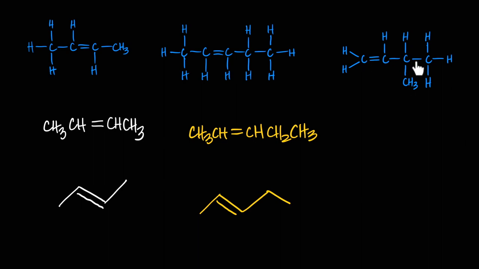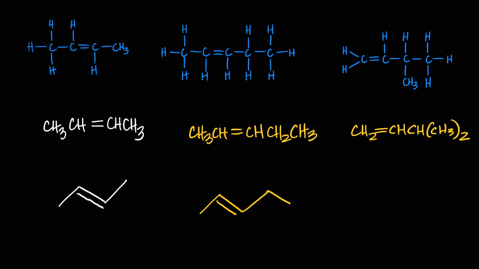Here, 1, 2, 3, 4 in the main chain. And the first one is a CH2, double bonded to a CH, then a CH bracket, CH3. But because that CH3 is the same as this CH3, I can combine them both as CH3 twice.